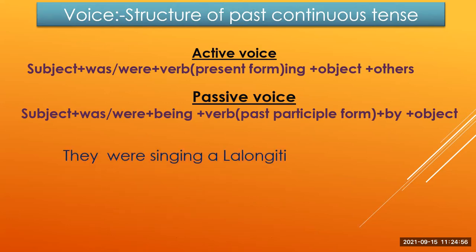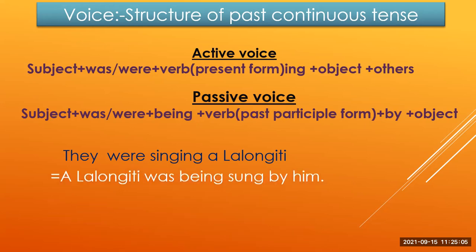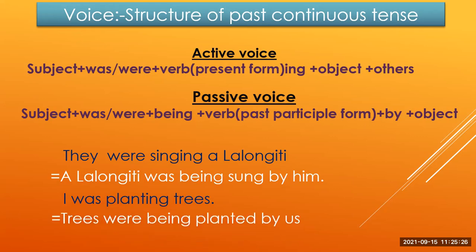For example, they are singing a lullaby. This is a past continuous tense sentence. So the passive voice of this sentence is a lullaby was being sung by him. Another example is I was planting trees. It is also a sentence of past continuous tense. The passive form of this past continuous tense is trees were being planted by us.